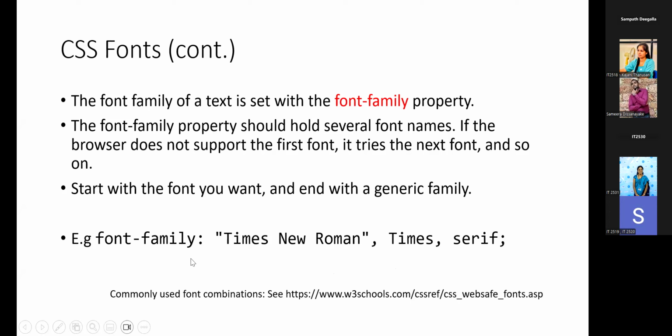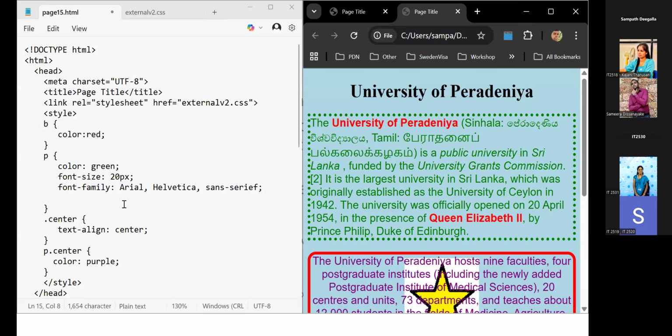So what happens is the browser tries to render the text in the first font. If it is not supported, it tries the second one. Otherwise, it will go to the generic one. So the last one makes sure it will be replaced with some generic font. Is it clear now? Okay, sir. Okay, so that's why we put them here.